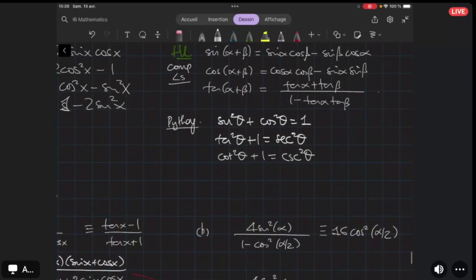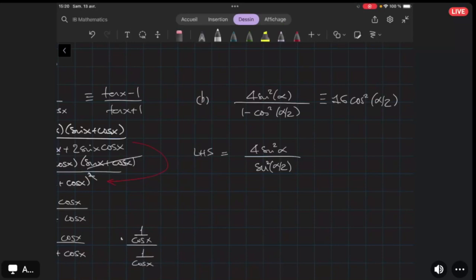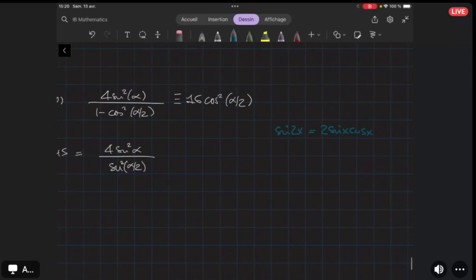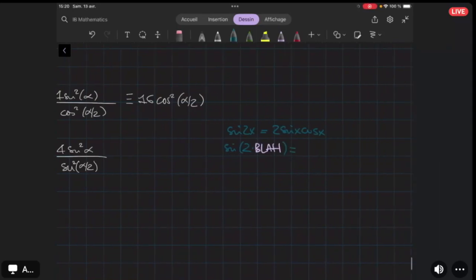Oh, I forgot to do my signature move. Hold up. So, you've seen that sine of 2x is 2 sine x cos x. Sine of 2 times blah, it does not matter what you throw into the blah, is equal to 2 sine of blah cos of blah.